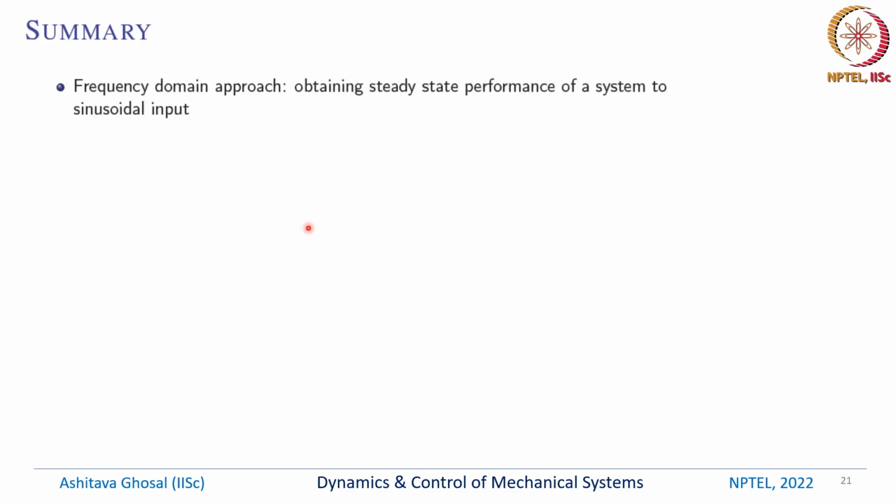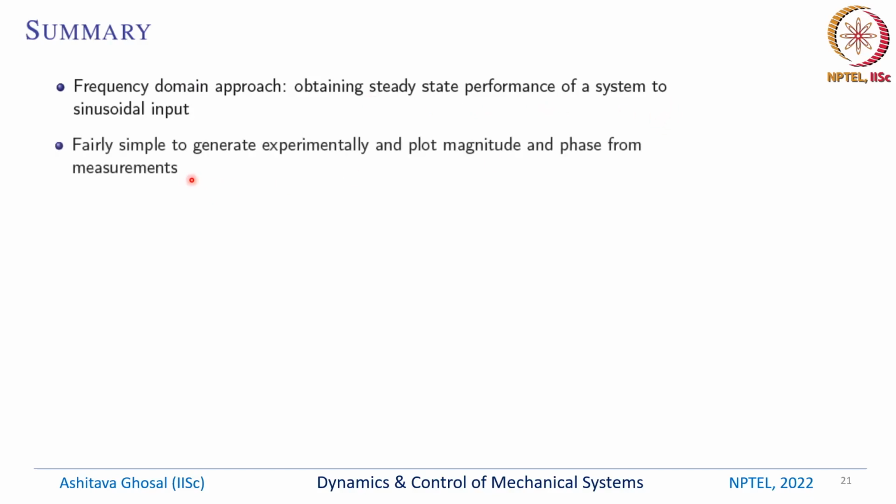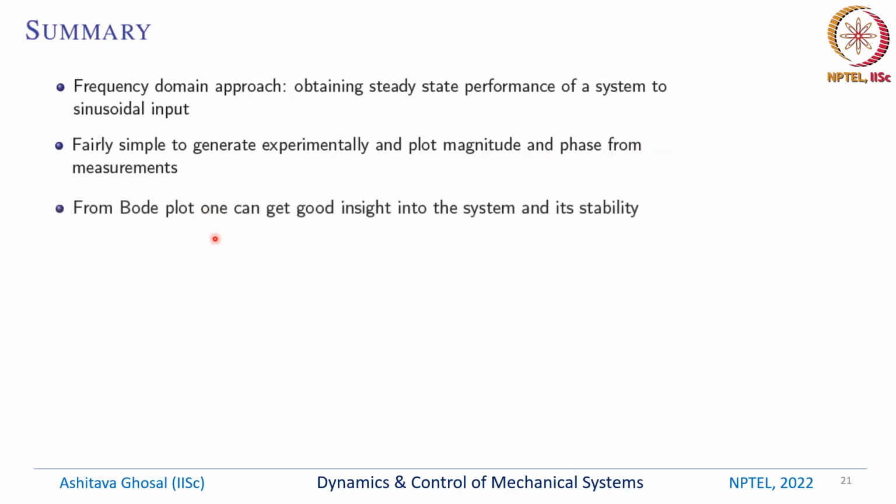So in summary, the frequency domain approach involves obtaining the steady state performance of a system to a sinusoidal input. It is very simple, or at least fairly simple, to generate experimentally and plot magnitude and phase from measurements. From the Bode plot, one can get good insight into the system and its stability. If the phase margin is more than 30 degrees, then it is robust and it is stable.